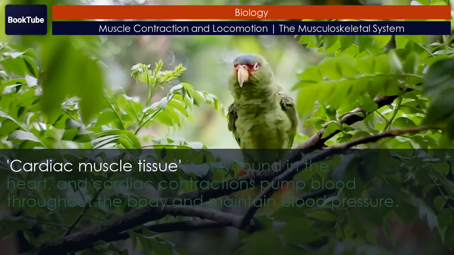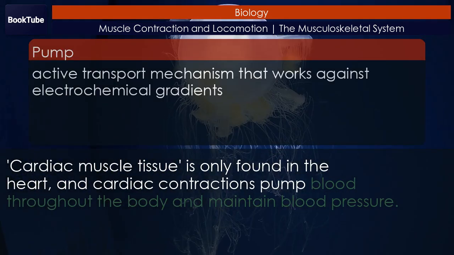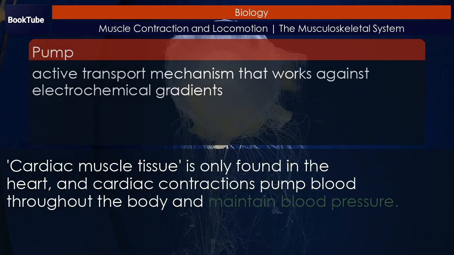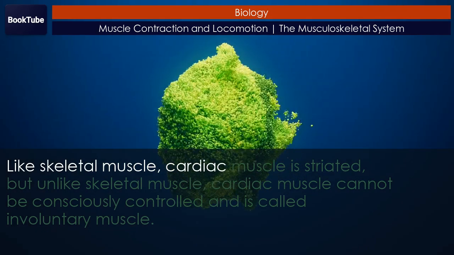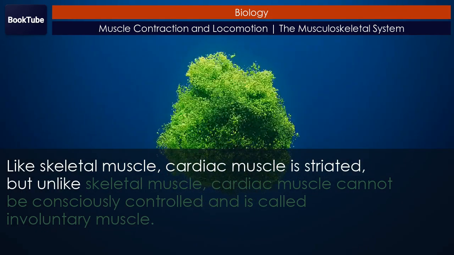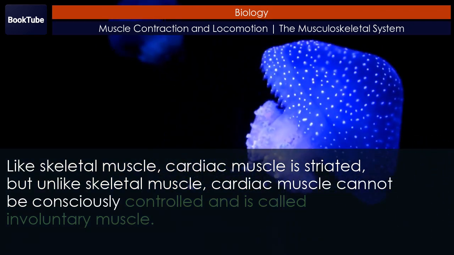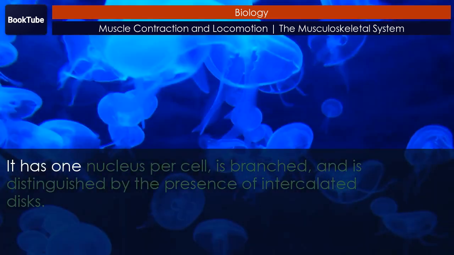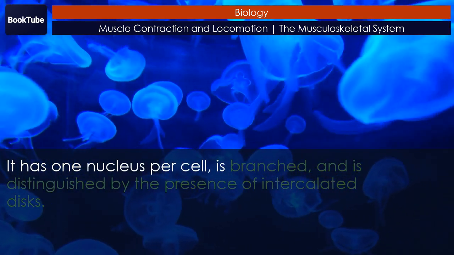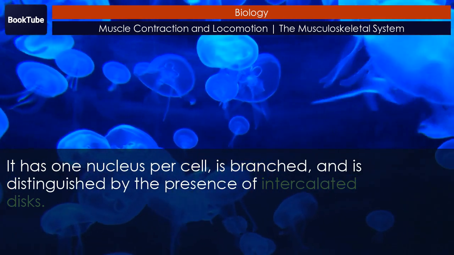Cardiac muscle tissue is only found in the heart, and cardiac contractions pump blood throughout the body and maintain blood pressure. Like skeletal muscle, cardiac muscle is striated, but unlike skeletal muscle, cardiac muscle cannot be consciously controlled and is called involuntary muscle. It has one nucleus per cell, is branched, and is distinguished by the presence of intercalated discs.